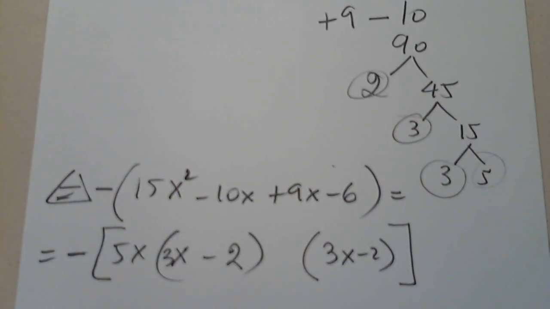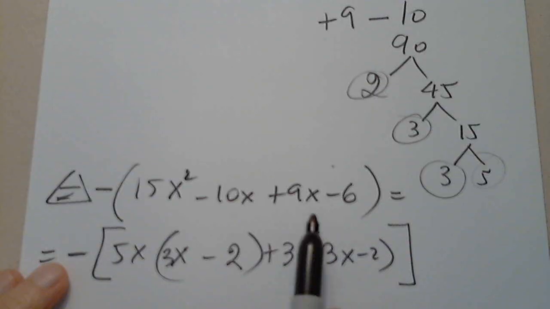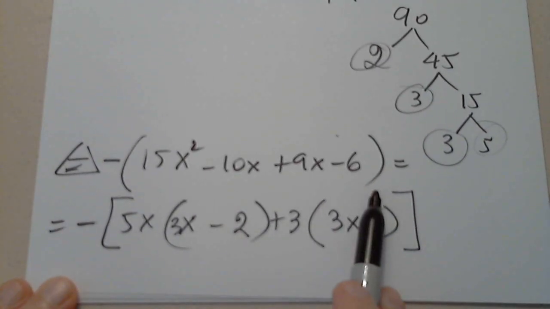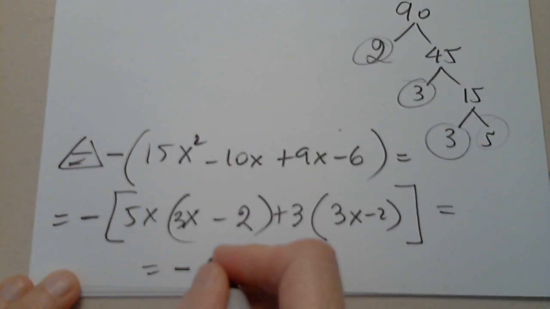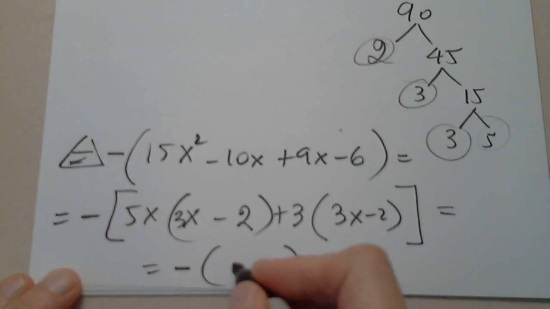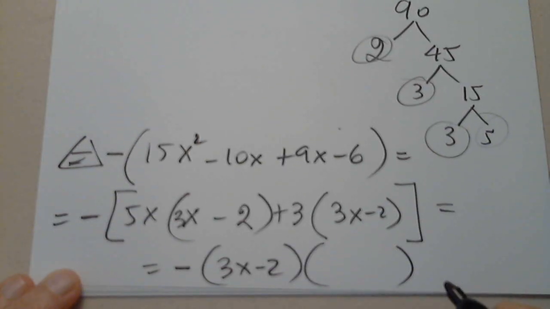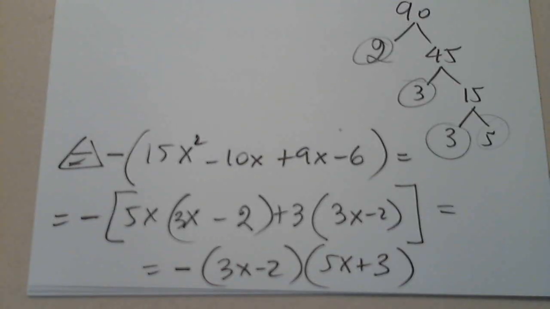We need a sign and a factor. Plus 3, indeed. Because 3 times 3x is 9x and 3 times negative 2 is negative 6. We cannot change anything. But now, the negative 1 stays outside. The common factor is 3x minus 2, indeed, and the leftover factor is 5x plus 3. 5x plus 3. And you can always go back and check if you wanted to.